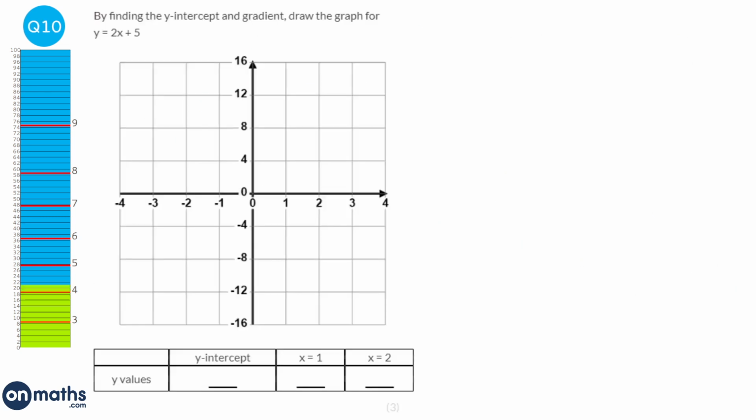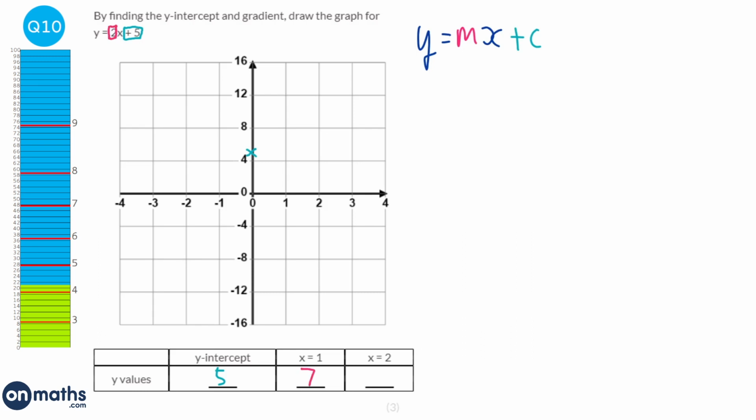We know that all linear graphs follow y equals mx plus c, with m being the gradient and c being the y-intercept. So looking at this equation here, we've got c is positive 5. So we know the graph is going to hit the y-axis at 5. So let's plot that. And we know for every 1 it goes to the right, it's going to go up 2 because the gradient is 2. The number before the x is 2. So if we go 1 to the right, it's going to go up 2. So that would be 7.